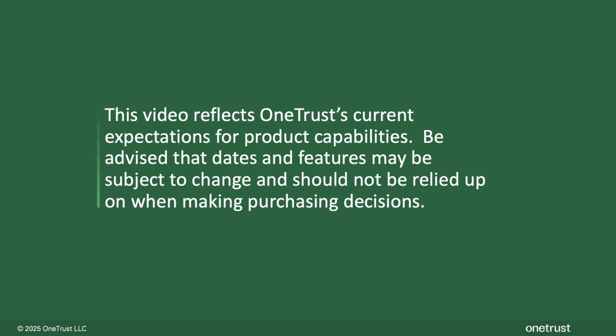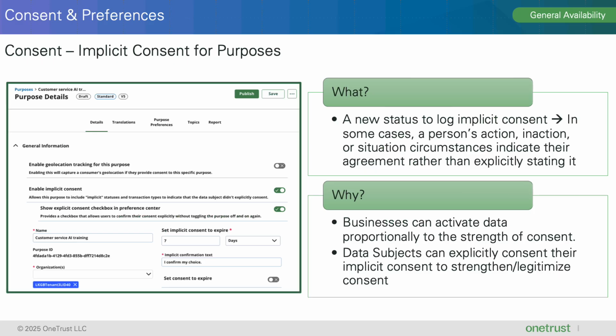Let's get started. Implicit Consent for Purposes is a new feature for consent admins that provides a new status to log a data subject's implicit consent. To be clear, in some cases, a person's action, inaction, or situational circumstance may indicate their agreement even though they may not explicitly state it. For example, a data subject may purchase toothpaste and, by doing so, may also need a toothbrush. Your company may want to email suggestions for related products, such as popular toothbrushes.